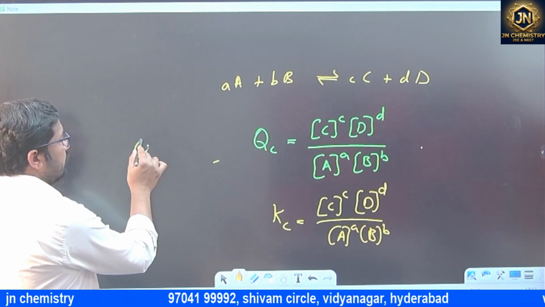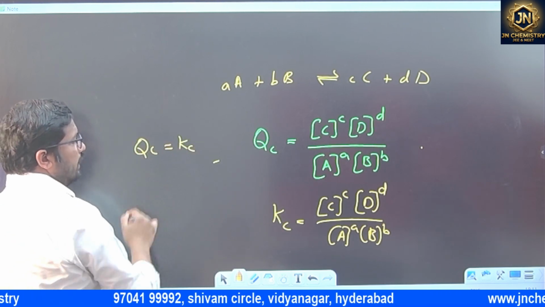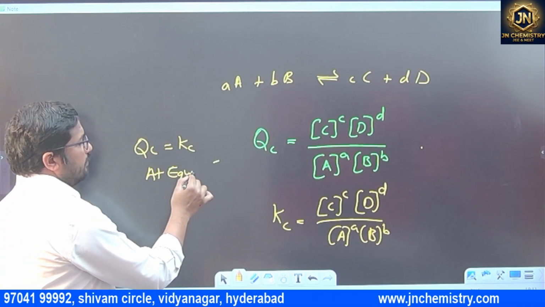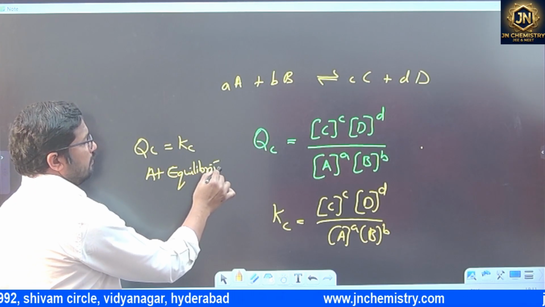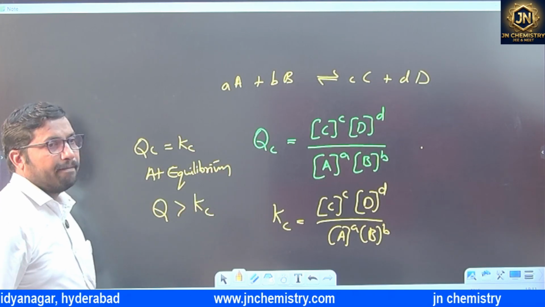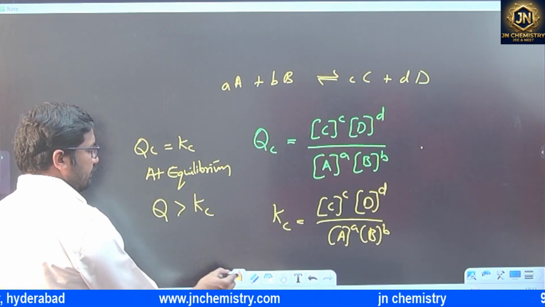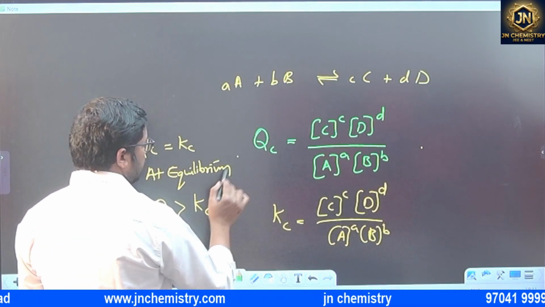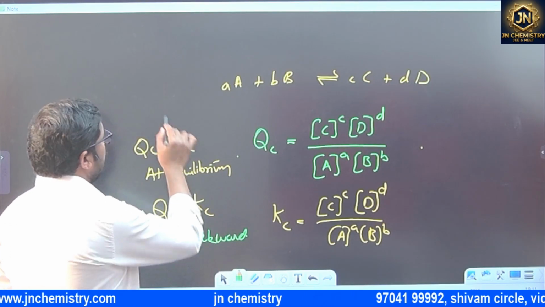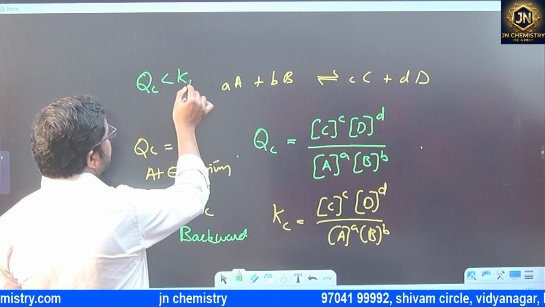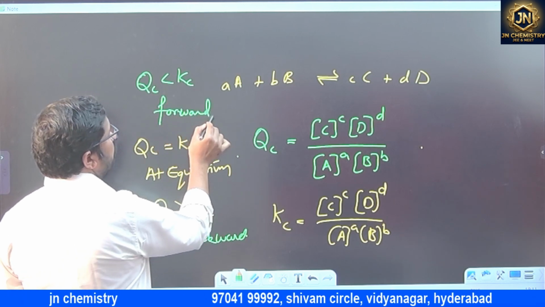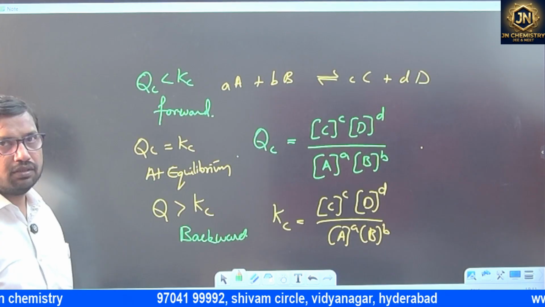If Qc is equal to Kc, the reaction is at equilibrium. For example, if Qc is greater than Kc, the backward reaction takes place. Which reaction? Backward reaction. If Qc is less than Kc, the forward reaction takes place. Forward reaction takes place. Okay?